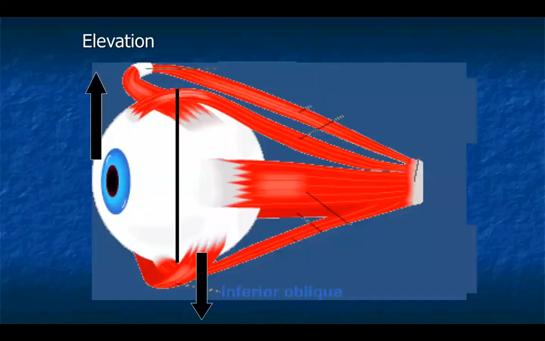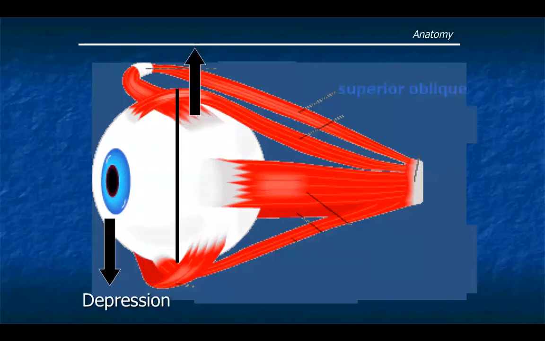Because they are inserted behind the equator. So the inferior oblique and the superior oblique arise anteriorly and are inserted behind the equator. So when they contract, when the inferior oblique, for example, contracts, it will depress the back of the eye, so it will elevate the front of the eye, just like the seesaw. The same for the superior oblique.